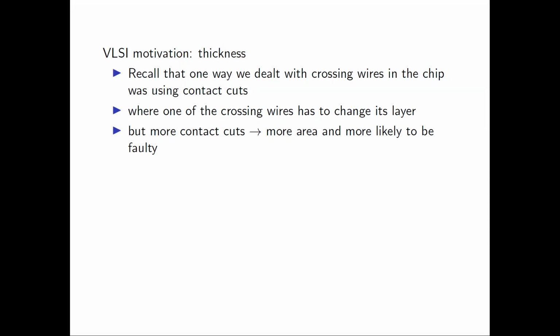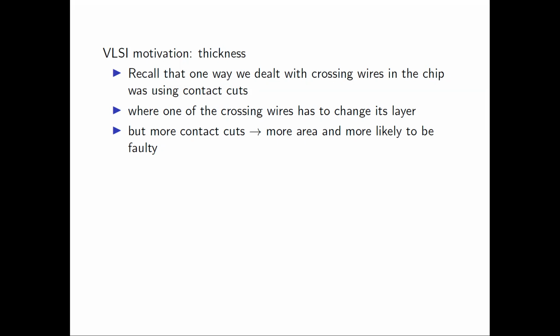So when we were discussing the crossing number, we tried to minimize the number of contact cuts, which was the same as minimizing the number of crossings. And so that was a natural graph parameter to define, the minimum number of crossings that we could have in a plane drawing of our graph.